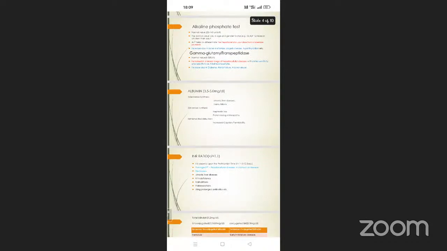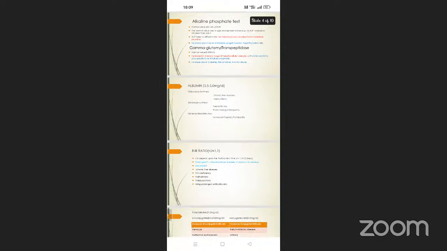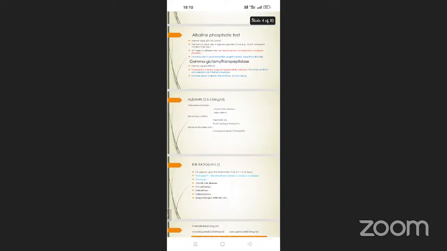Now, the second function is synthetic, where albumin has a normal range of 3 to 5 mg per dl. Increased synthesis is seen in chronic liver diseases and malnutrition. Decreased synthesis is seen in chronic liver diseases and malnutrition. Decreased levels are also seen in nephrotic loss and protein-losing enteropathy. Internal redistribution is seen in increased capillary permeability.